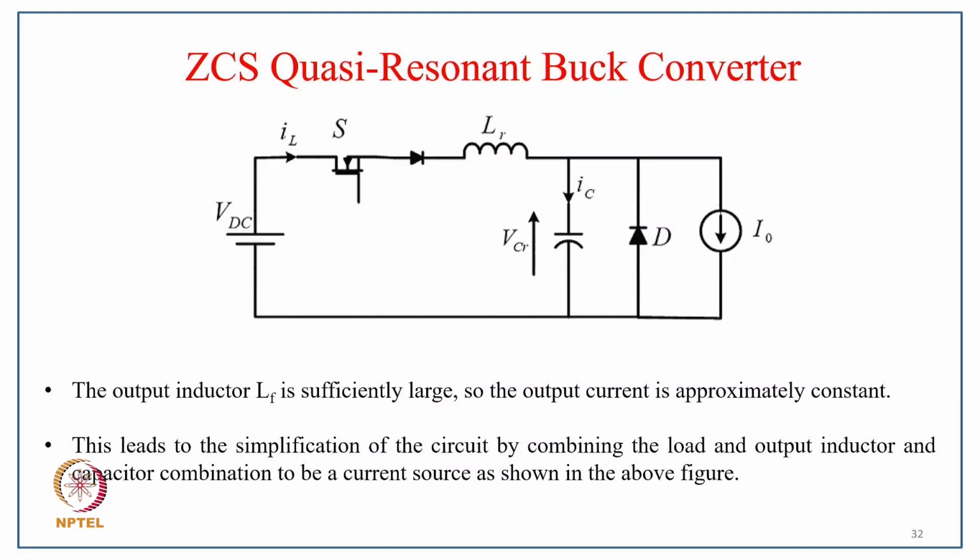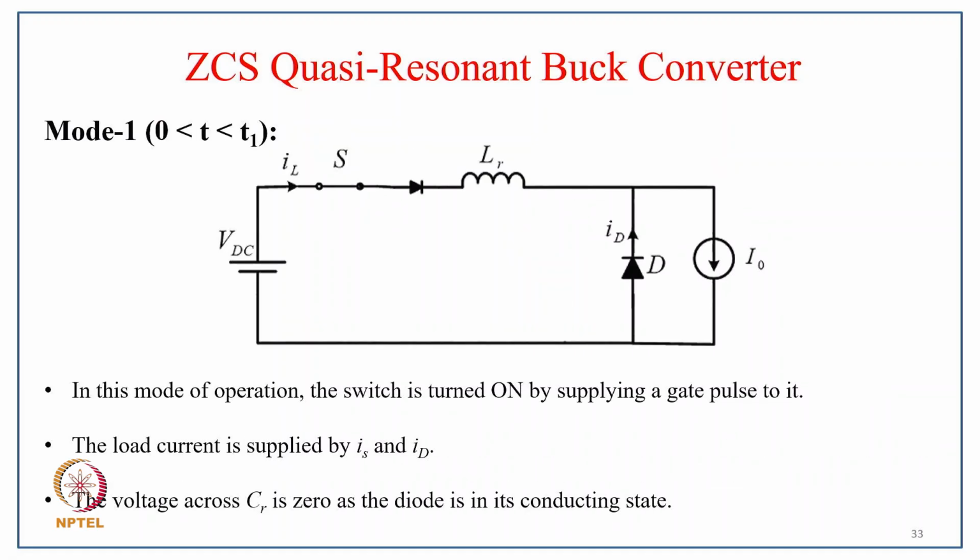And coming to the output, this LF is sufficiently large so that the output current is approximately constant, that is shown as a current source, and this leads to simplification of the circuit by combining the load and the output inductor and capacitor combination to be a current source as shown in the above figure.